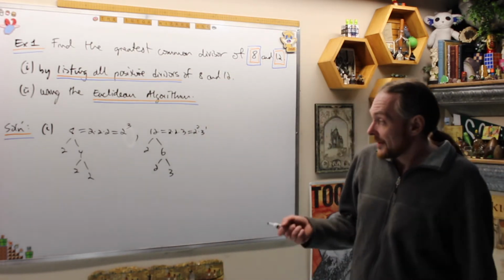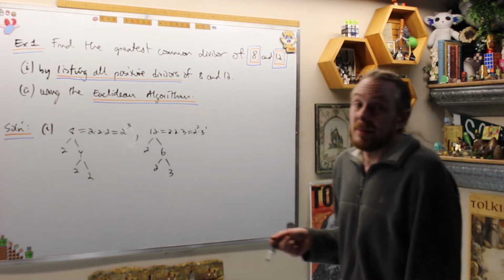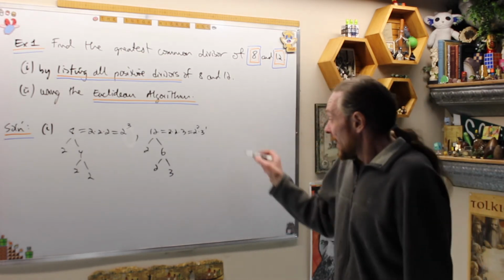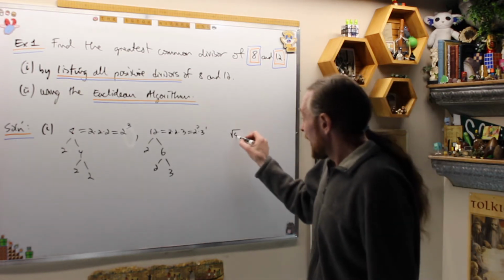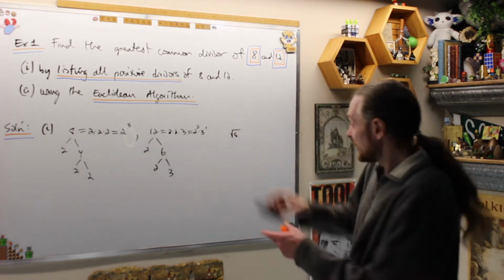And then what do I do with that? I can list all the positive divisors. The best way to do this is make little tables. I try to find the integer just less than the square root of both of the numbers. So how am I going to do that? Let's do it like this.